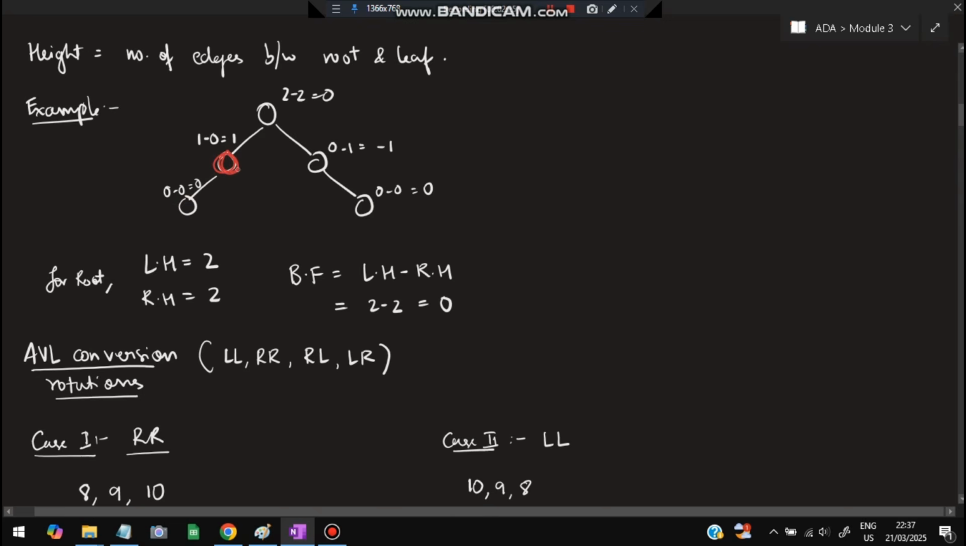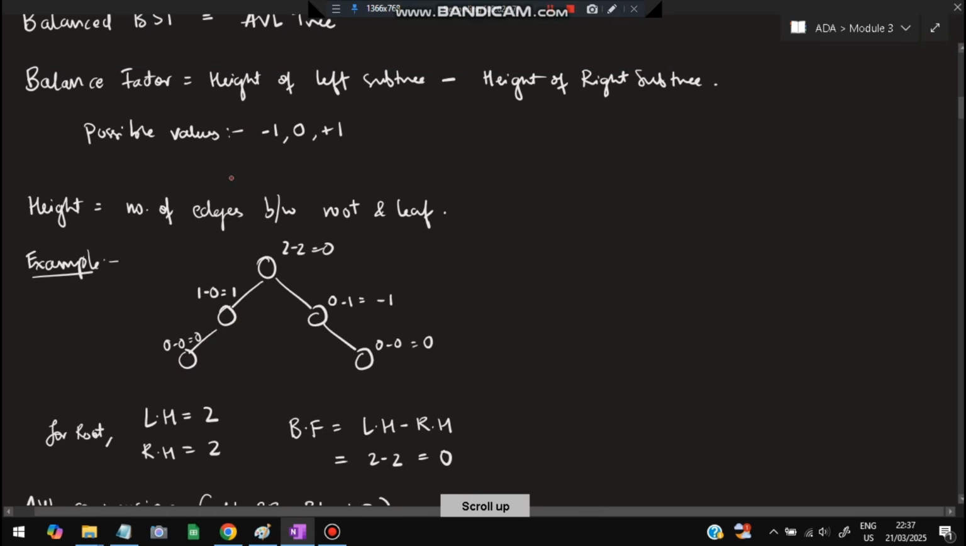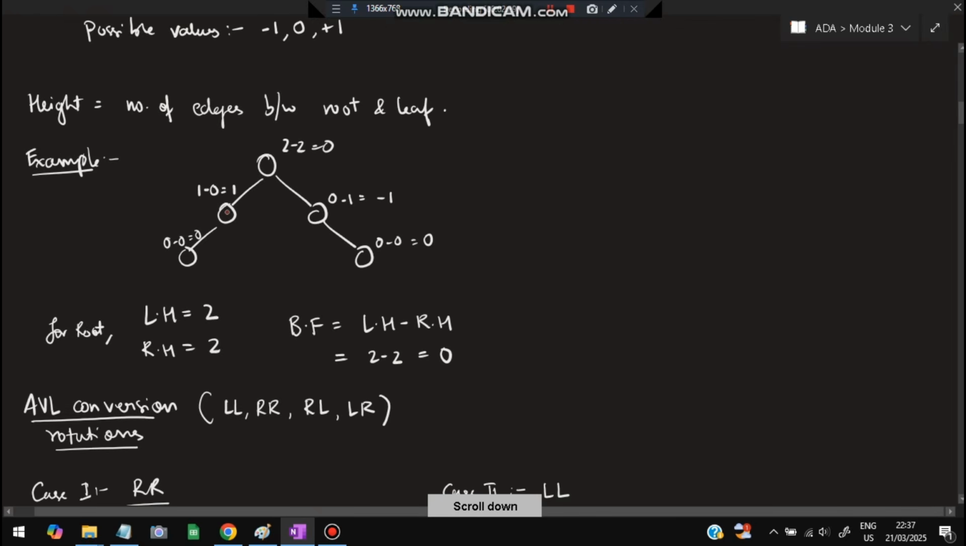We'll be taking the balance factor, or height factor, which is nothing but the difference between the left and right subtrees. Both are 0, so it is 0 here. Here it will be 0 minus 0. Again, here it will be 0 minus 1, which is minus 1. Here it will be 0. See, here it will not be 0, it will be 2 minus 2, because 2 is the height from here and 2 is the height from here, so it will be 0.